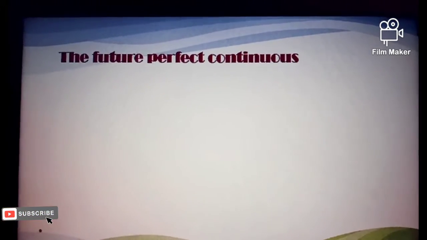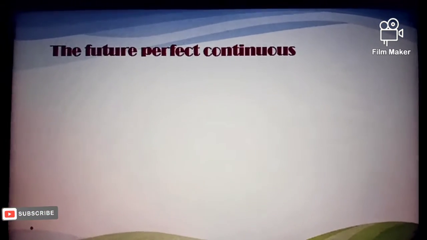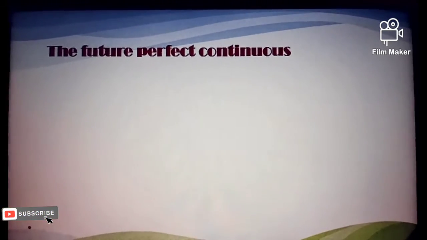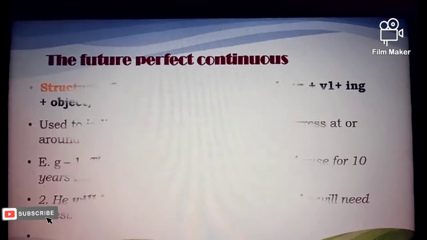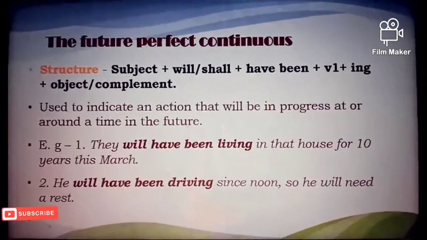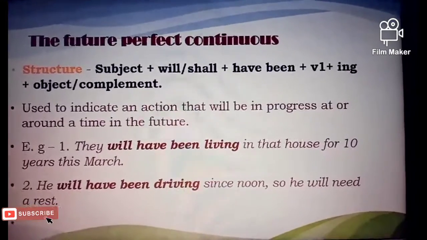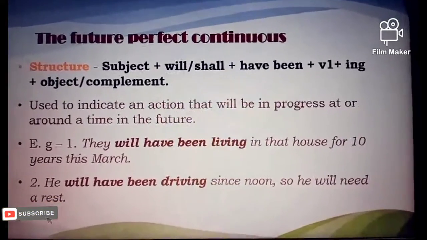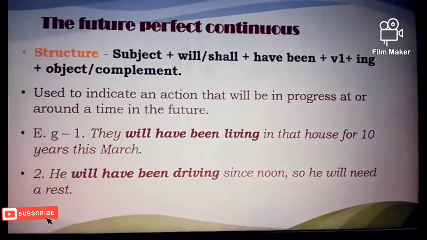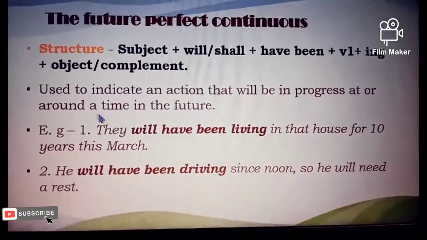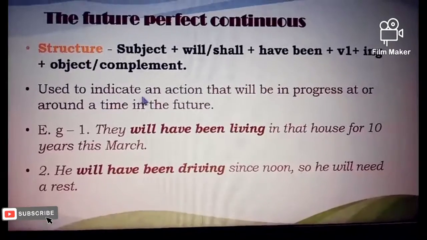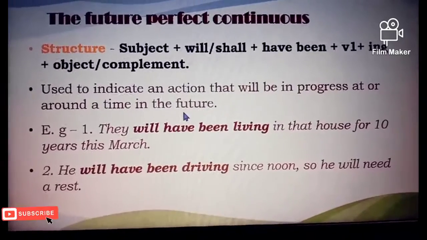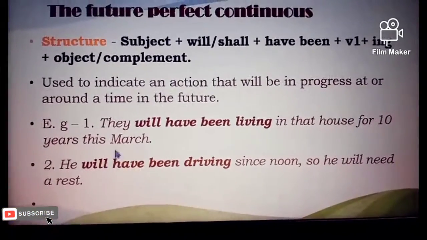And the last tense that represents the future is the future perfect continuous tense. Let's study its structure and usages. The structure says subject plus will or shall plus have been plus V1 plus ing plus object or complement if required. That is widely used. Look at the usages of future perfect continuous tense. This tense is widely used to indicate an action that will be in progress at or around a time in the future. Better understand with the given example.